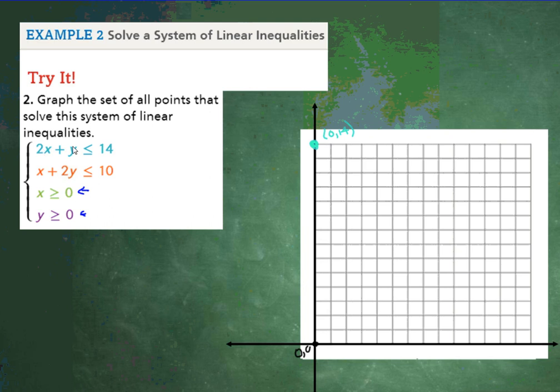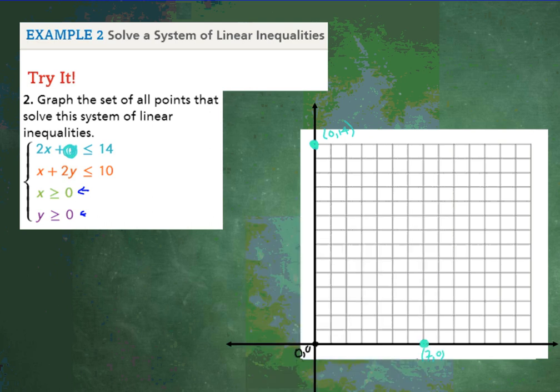Now, when y is 0, you divide, and you get x is 7. So when y is 0, 1, 2, 3, 4, 5, 6, 7, there's another point right here. I'm just graphing using my intercepts, remember. I'm trying to figure out what my x and y intercepts are. This is 7, 0. And now I have a line that I can connect.